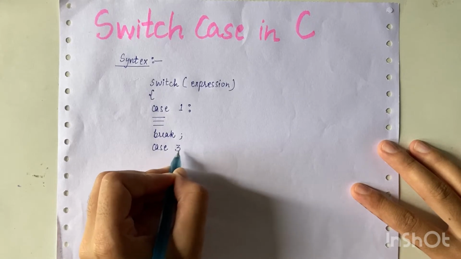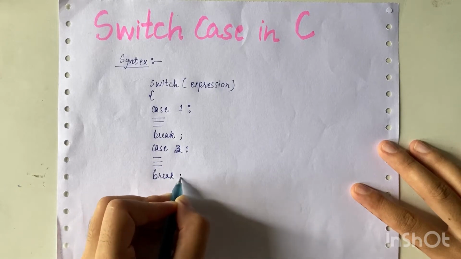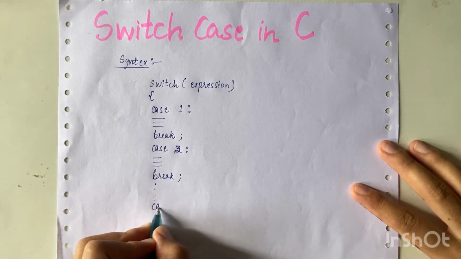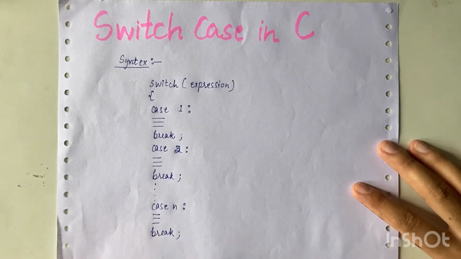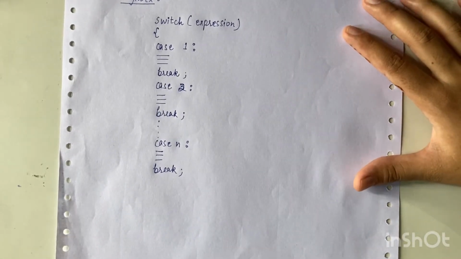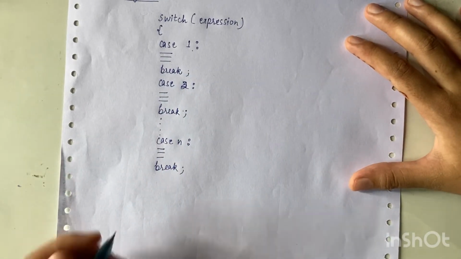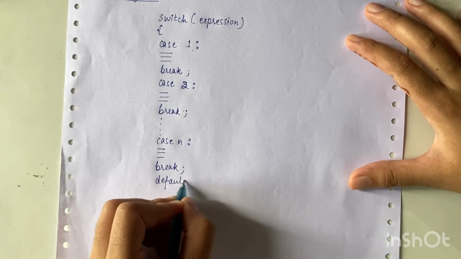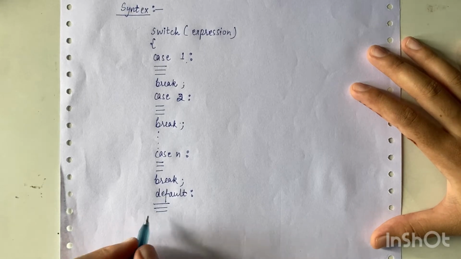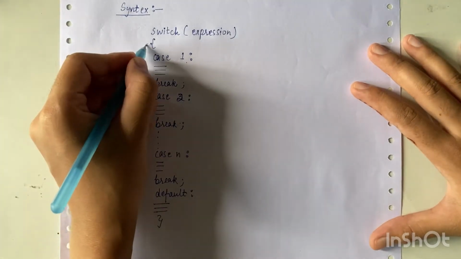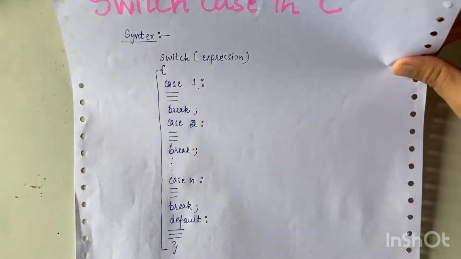Then case 2, then statements inside this and then break. Likewise, n number of cases, certain statements, and then break, right? Then if the expression that the user has input does not match with any of the cases, then we have default, whatever statement we want to. We have a default statement and we will print the statement as per the requirement of the code. So this is the block of switch case in C, right? All the syntax, the header file and main function will be the same.